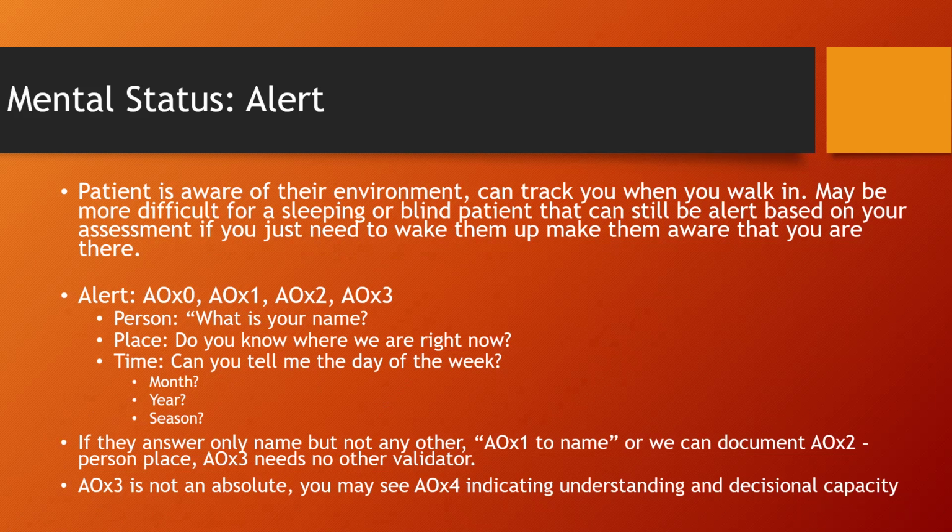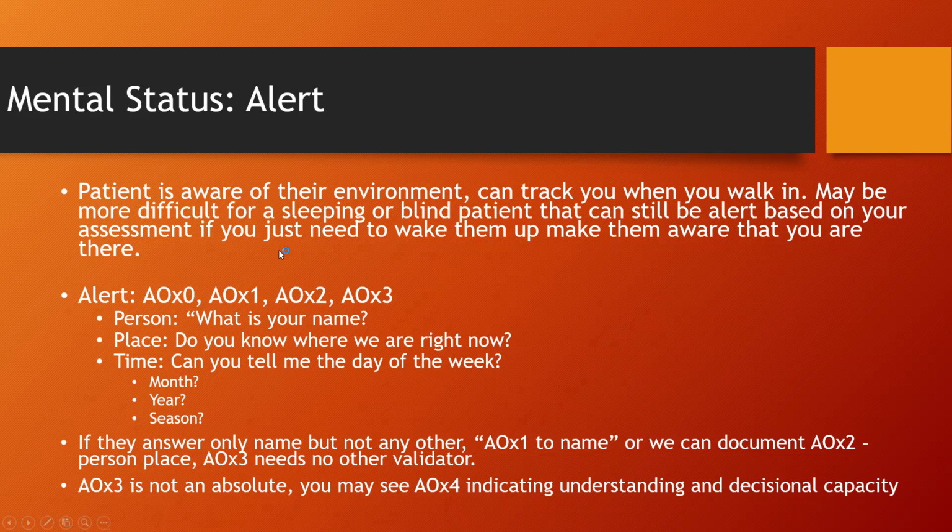You may see the term A&O times 4. A&O times 4 is indicating understanding and decisional capacity. It's not a requirement to use the term A&O times 4. You may see it. It's a little bit higher level of understanding when we document A&O times 4, meaning the patient is fully with it. And it might be helpful to document that in an RMA situation where the patient is refusing to go to the hospital. The patient is A&O times 4, meaning the patient completely understands the circumstances and understood the risks, rather than documenting A&O times 3.